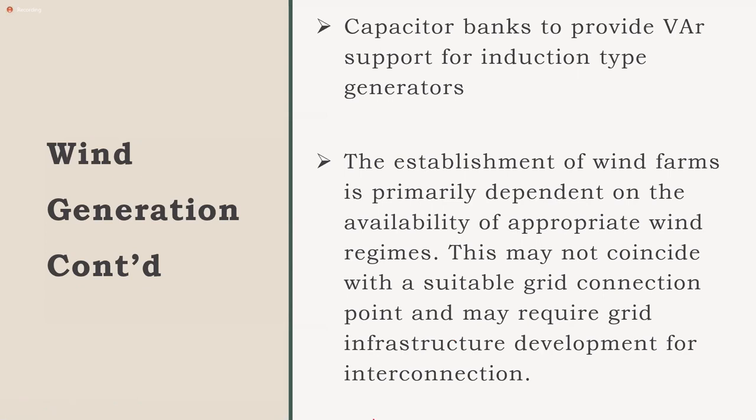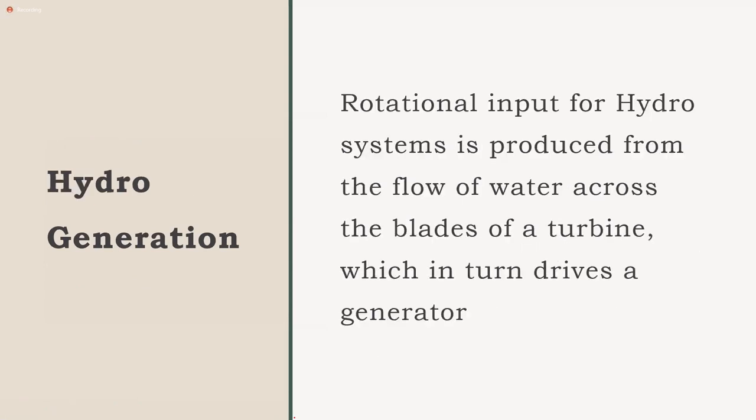All right, so let me just wrap up the other two. For hydro, we know that hydro power is produced when we have water flowing across the blades of a turbine, and this drives a generator. So the technology in and of itself is quite similar to what you would have with thermal. It's just that thermal, as we now know, is produced from heat. Your hydro generation is just the water moving the turbine blades, and then the turbine drives your generator. Nothing fancy about that.